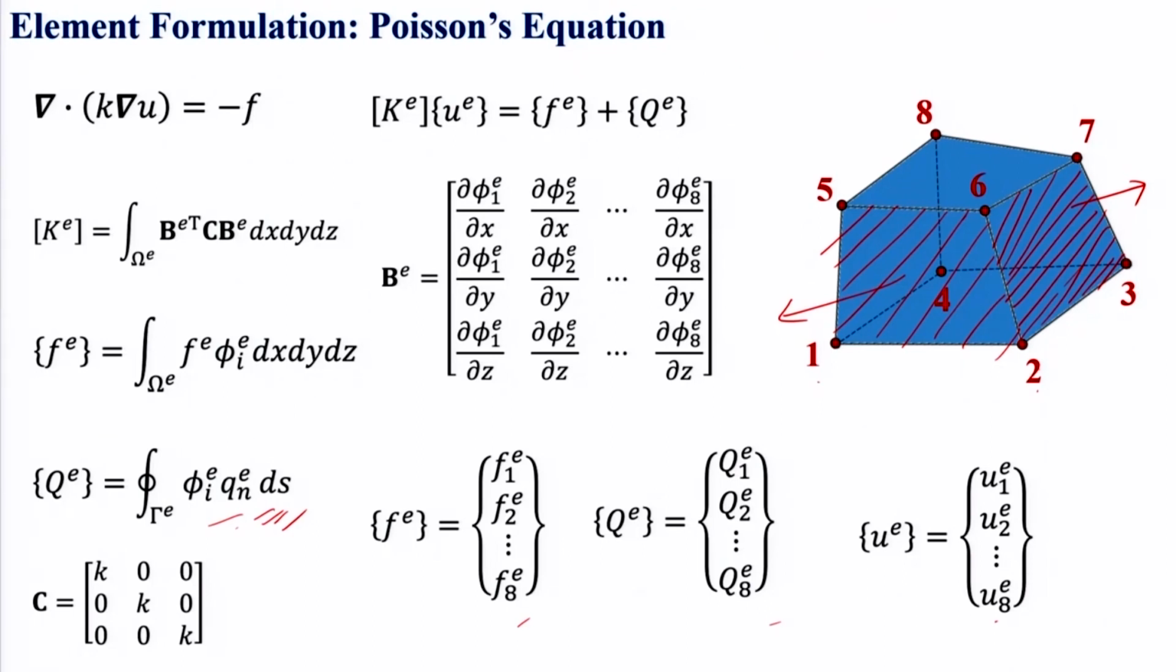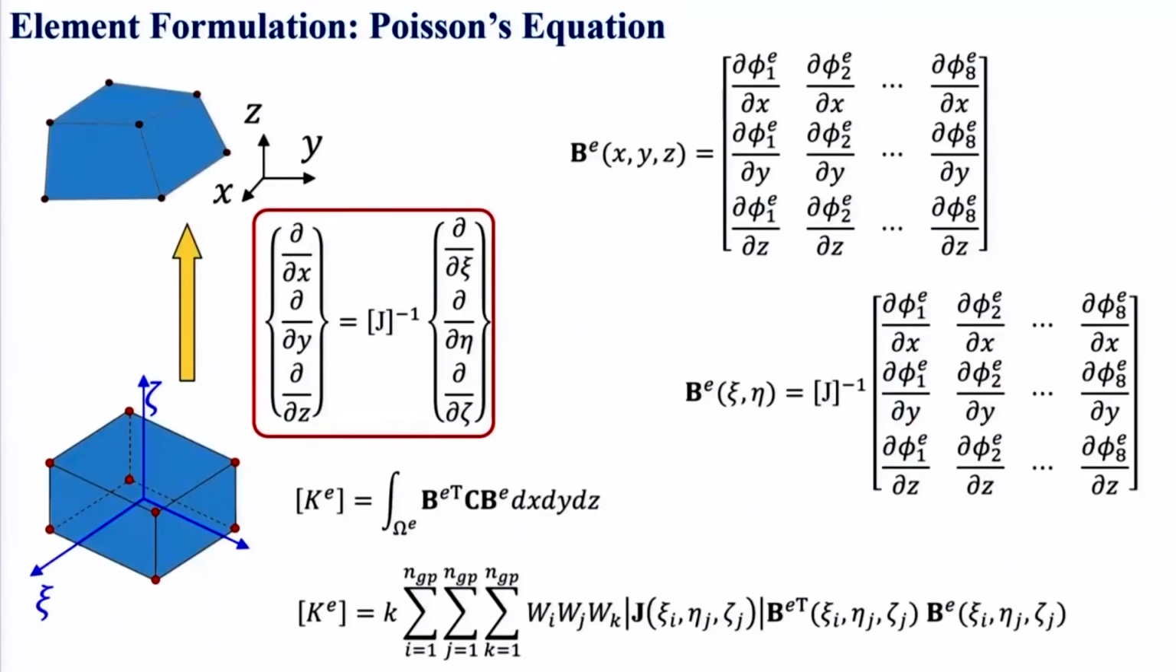Now, please note, all these equations that you can see on your screen are written with respect to the x, y, z coordinate system, right? But now this needs to be written in terms of the natural coordinate system, the xi, eta and zeta coordinate system, and then we perform the integration. So how is it to be done?